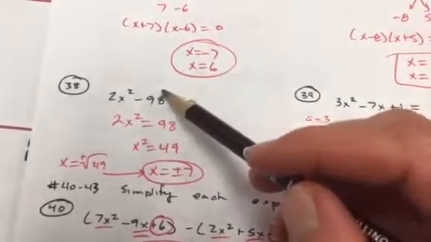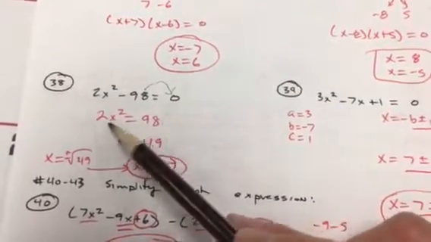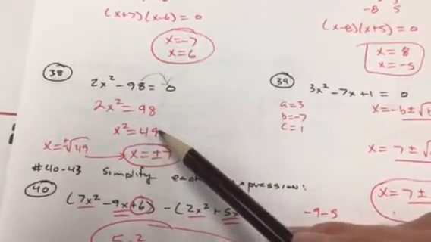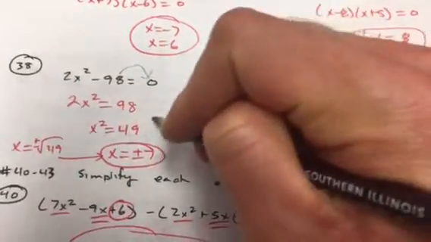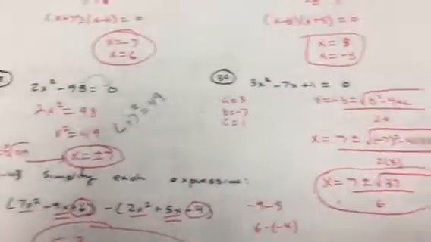Guys, on 38, move this 98 over. You get 2x squared is 98. Then divide both sides by 2. You get x squared is 49. When you take the square root of 49, you get 7. But remember, if you square a negative 7, you also get 49. That's why our answer is plus or minus 7.